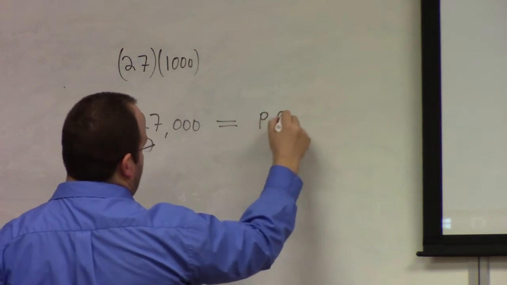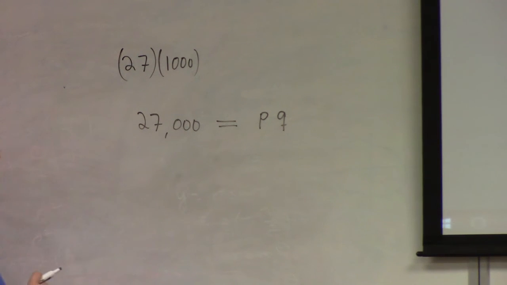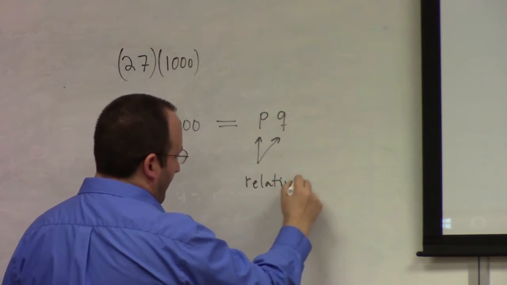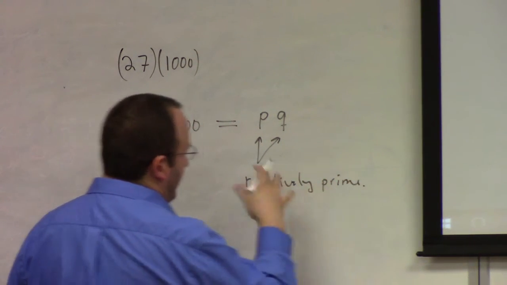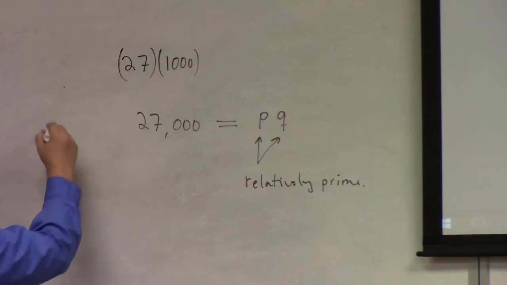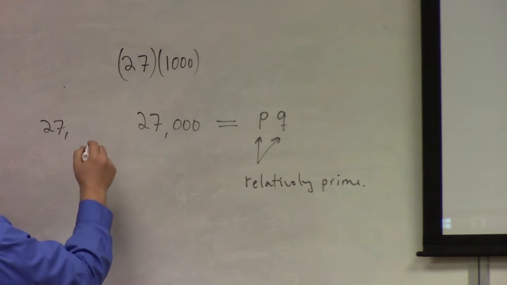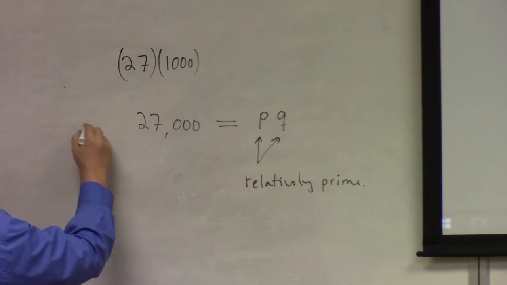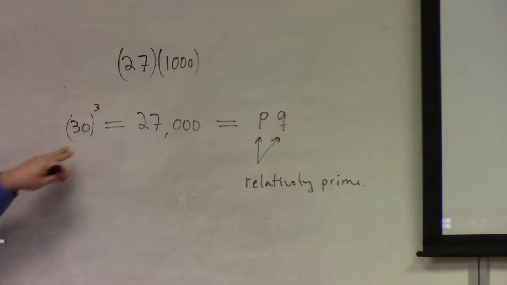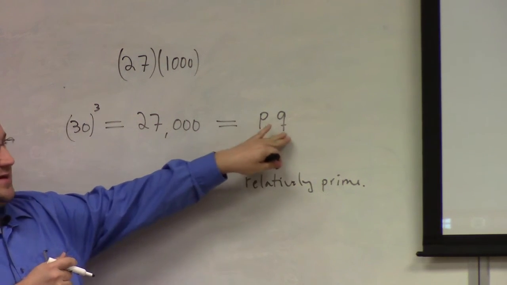If this is equal to P times Q, and P and Q are integers, what can you say about P and Q? If they're 3 and 10, if these are relatively prime, that means they don't share any common prime factors. The fact that this is a cube, I mean, 3 times 10, 30 cubed. So the fact that that's a cube, and the fact that these are relatively prime, force both of these, in fact, to be cubes.